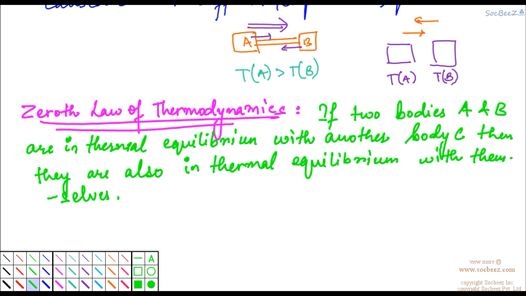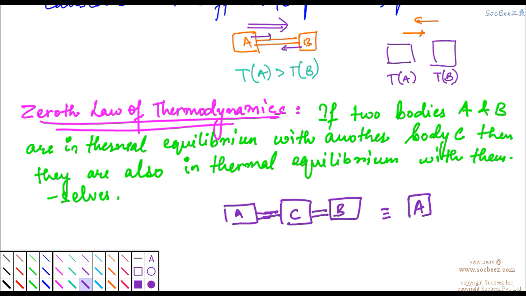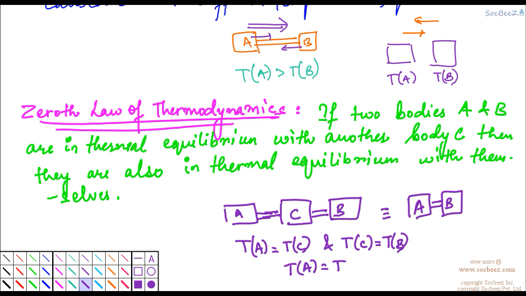Okay, so this is basically saying that if there is an object A in thermal contact with object C, and it is also in thermal contact with B, that is equivalent to saying that A is in thermal equilibrium with B, because ultimately the bodies would attain thermal equilibrium. So A and C are in thermal equilibrium and C and B are in thermal equilibrium. That is, the temperature of A equals the temperature of C, and the temperature of C equals the temperature of B. Therefore, temperature A equals temperature B.